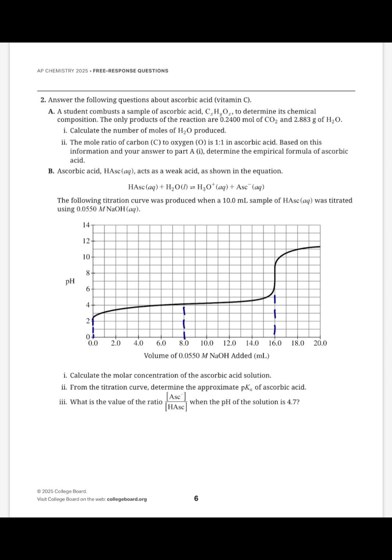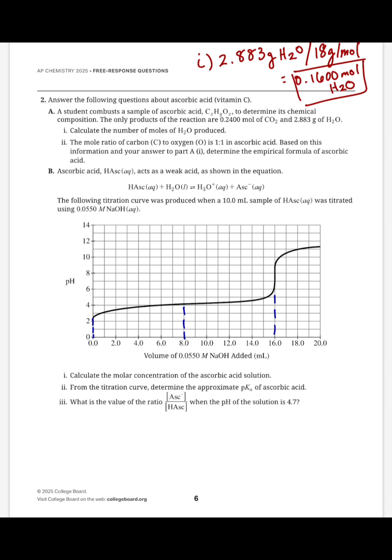For I here, we're going to calculate the number of moles of H2O that are produced. All we have to do for I is take the mass value of water that was produced and divide it by its molar mass, so that grams cancel and we're left with just moles. That is going to give us a mole value of 0.1600 for the H2O.